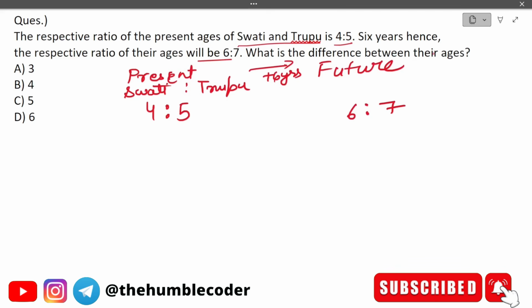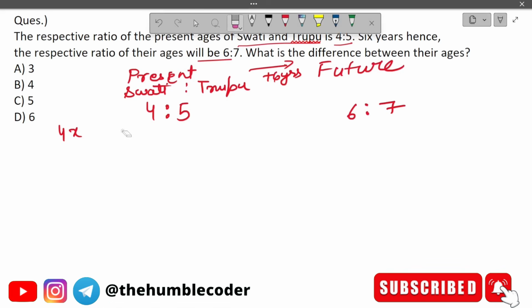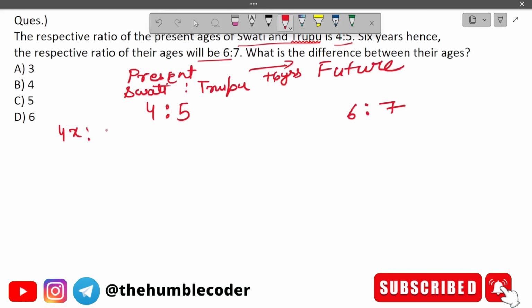Again we need to formulate it in terms of an equation and we need to solve it. So let's do it. So 4x is to 5x. Okay, so this is the ratio that we can consider, and now we will start formulating the equation. What we were told is 4x after 6 years. Like we will add 6 to both the ratios, and this will be our new ratio, which is going to be after 6 years.